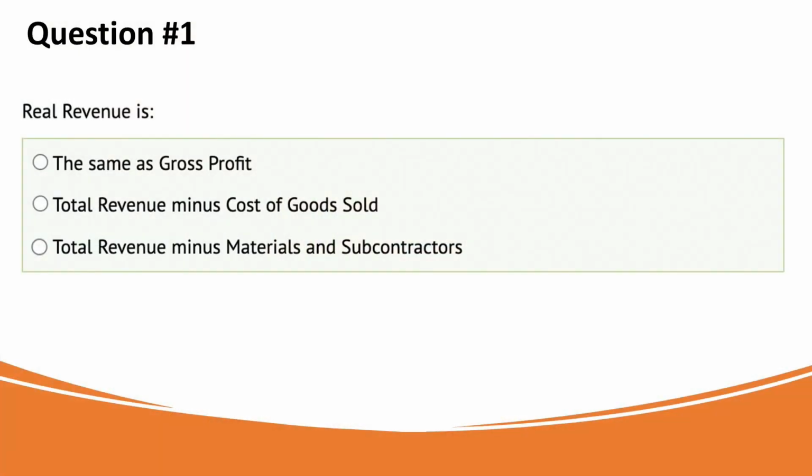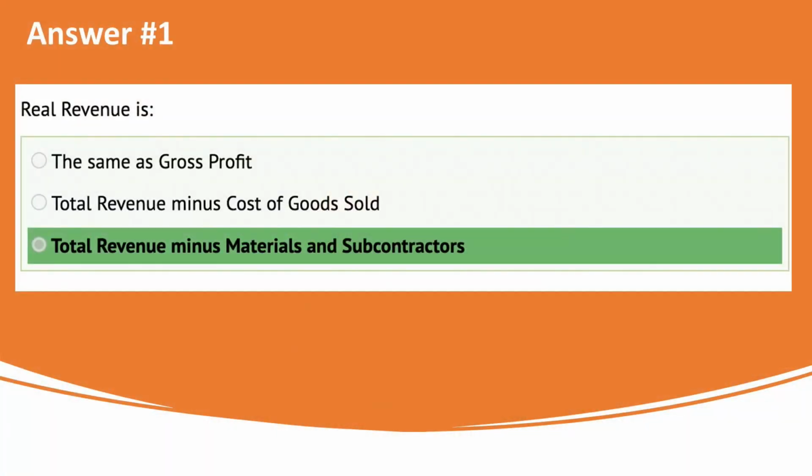This is probably the easiest question in the bank here. So real revenue is A, the same as gross profit, B, total revenue minus cost of goods sold, or is it C, total revenue minus materials and subcontractors? Which one is it? And the answer is C.